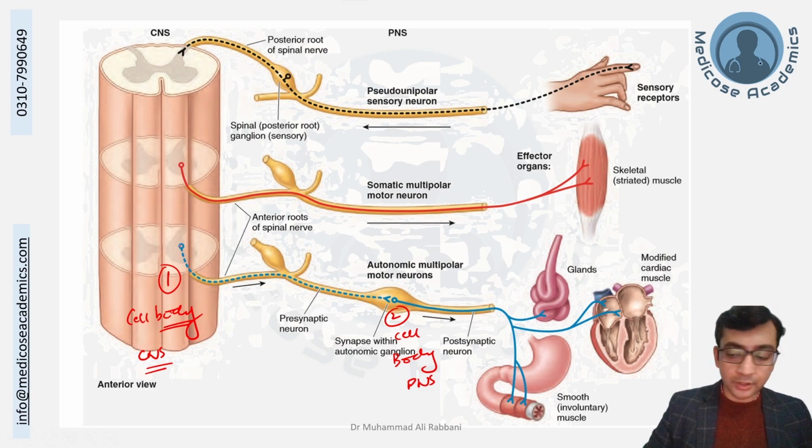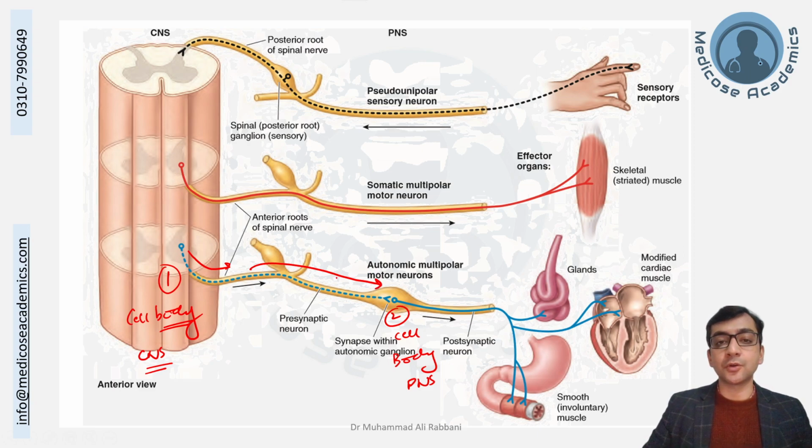So the first cell body is present in the central nervous system. It exits the central nervous system, goes all the way until it reaches the cell body of neuron number 2. That is the second neuron. Between those cells, the connection is called synapse. There is a synapse between the two neurons, and after that the second cell body gives rise to another axon that goes and reaches the effector organ to produce its effect. So the first neuron is before the synapse, the second neuron is after the synapse.